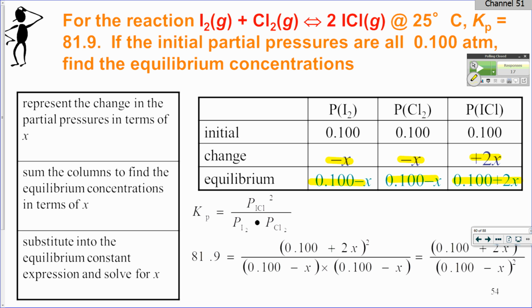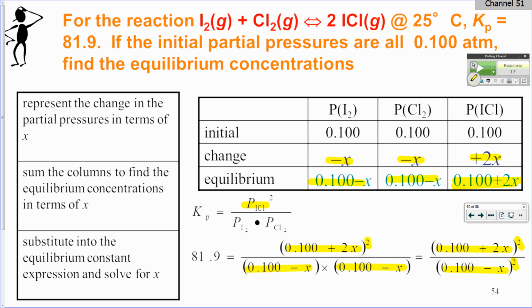We forget it. So on the top, K sub C is the concentration of the product. This guy, I've got to put it in there, and I've got to square it. Got to expand that term. Y'all remember how to do that? All right, on the bottom, I've got 0.1 minus x and 0.1 minus x. Now, because the terms on the bottom are the same, it becomes 0.1 plus 2x squared over 0.1 minus x squared.